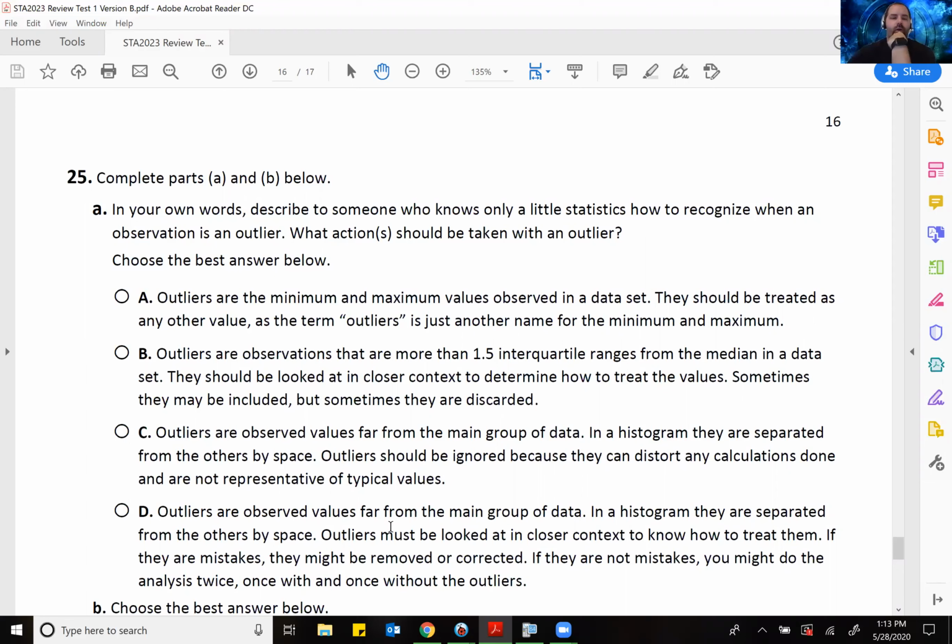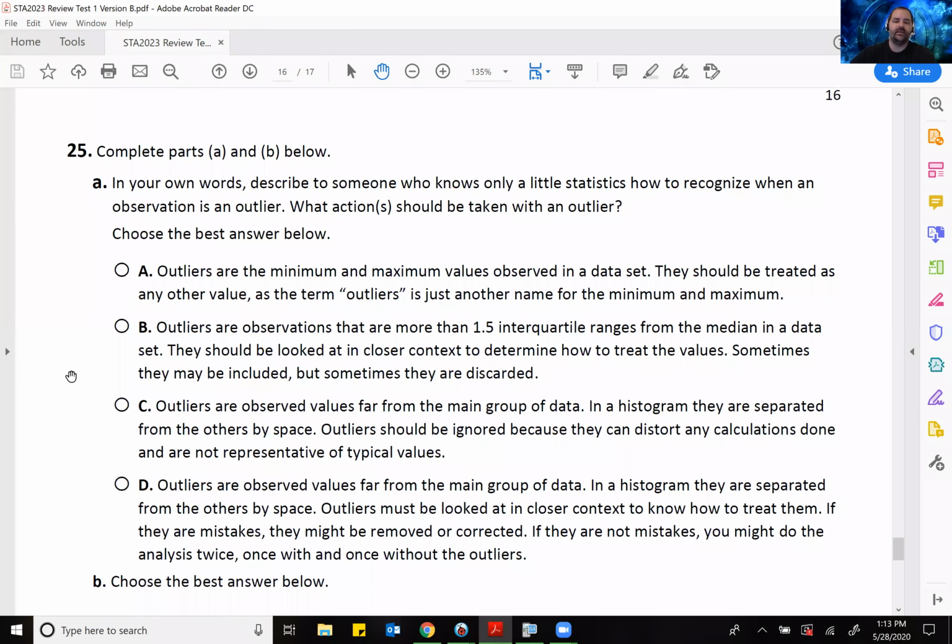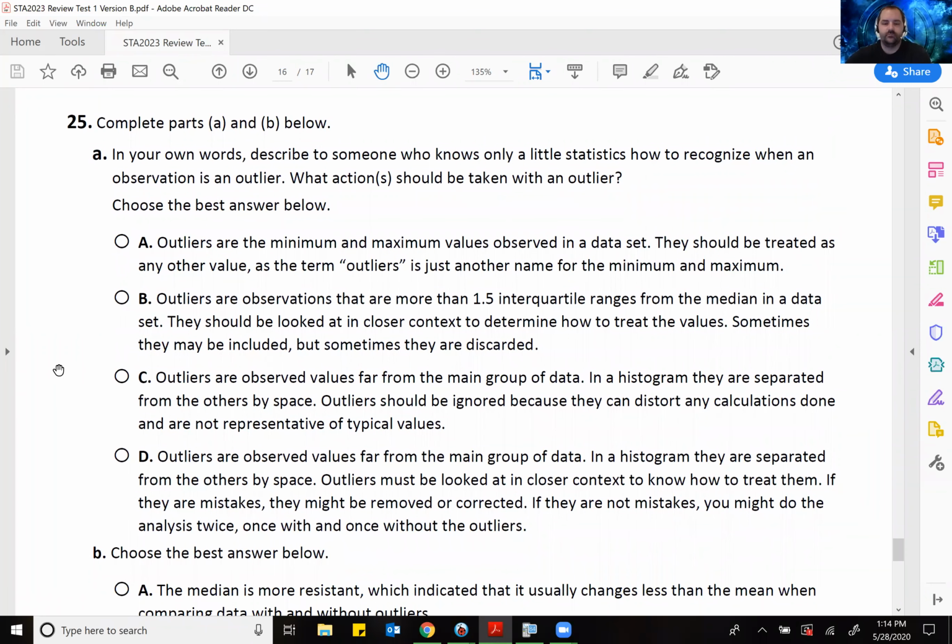In your own words, well, obviously not your own words because they're providing us multiple choice here. Describe to someone who knows little about statistics how to recognize when an observation is an outlier and what actions should be taken with an outlier. So you've got four choices here. Tell me which one it is. D. It is D.